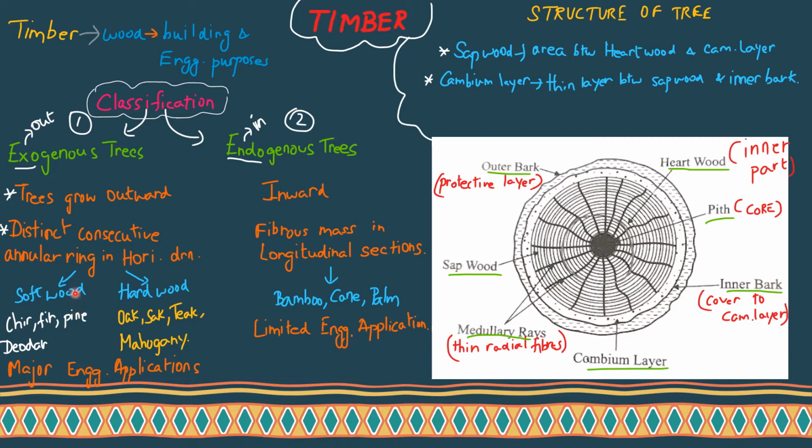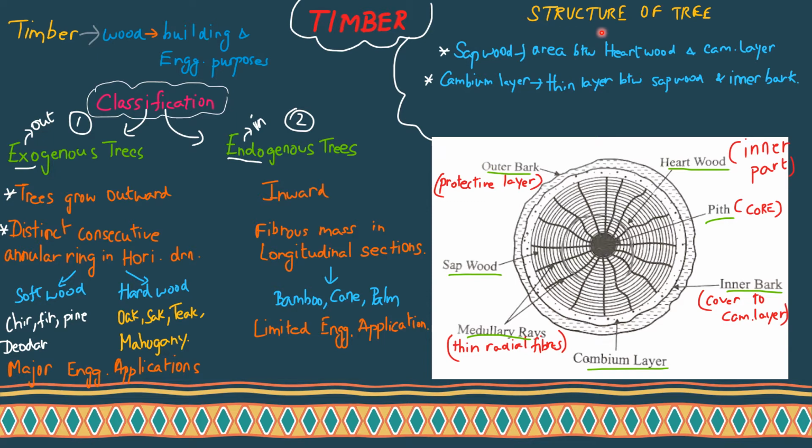And this exogenous is classified into softwood and hardwood. Softwoods are nothing but chir, fir, pine, deodar, etc. And hardwoods are oak, sal, teak, and mahogany. These types have major engineering applications, covered for both softwood and hardwood. And when it comes to endogenous, it is nothing but the bamboo and canes and the palms. It has only limited engineering applications.